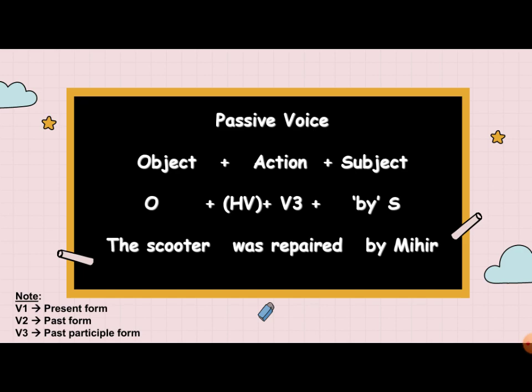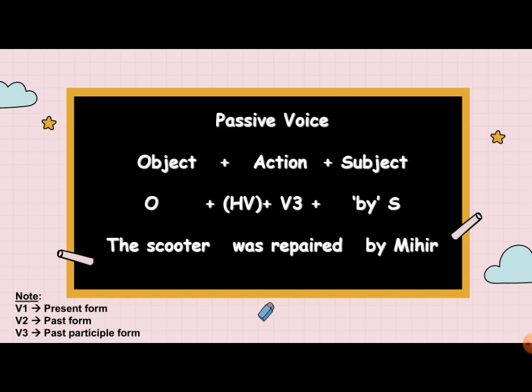Now dear children, in passive voice, the verb, the action changes into past participle form. You have already learned past participle form of the verb in tenses. Yes. So passive voice always has a past participle form of the verb. So we call it V3. V1 means present form, V2 means past form, V3 means past participle form of the verb.